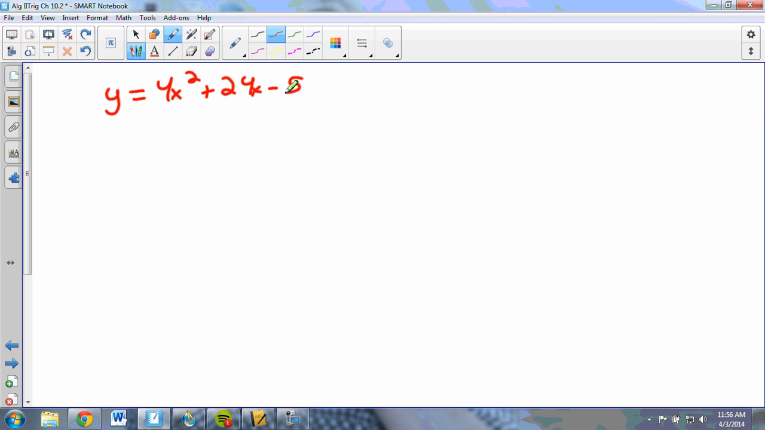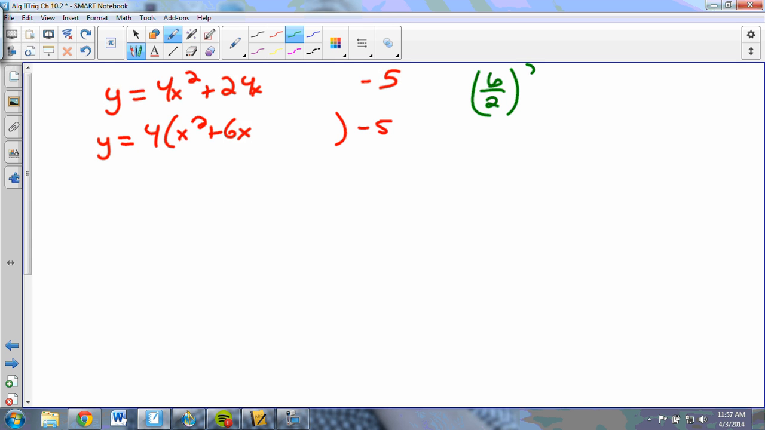One thing that I can do is take this negative 5 and just sort of push it way off to the side. Leave it out here. And instead of dividing everything by 4, like we did last time, I can factor out the 4. Then I can do my b over 2 squared. And I can add a 9 here. And so if I add a 9 to one side, I have to add a 9 to the other side.